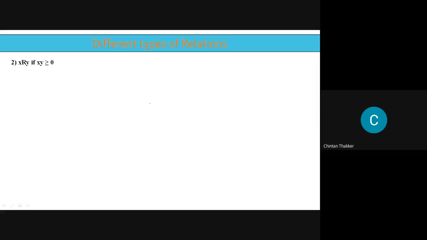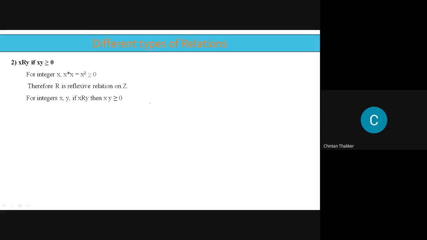Now second is x is related to y if x into y is greater than or equal to 0. So here also this is reflexive. We already checked in a previous slide that for any integer x we have x square is always greater than or equal to 0. So x is related to x itself. Therefore, R is a reflexive relation. Then for any two integers x and y, if x is related to y, then x into y is greater than or equal to 0. Okay.